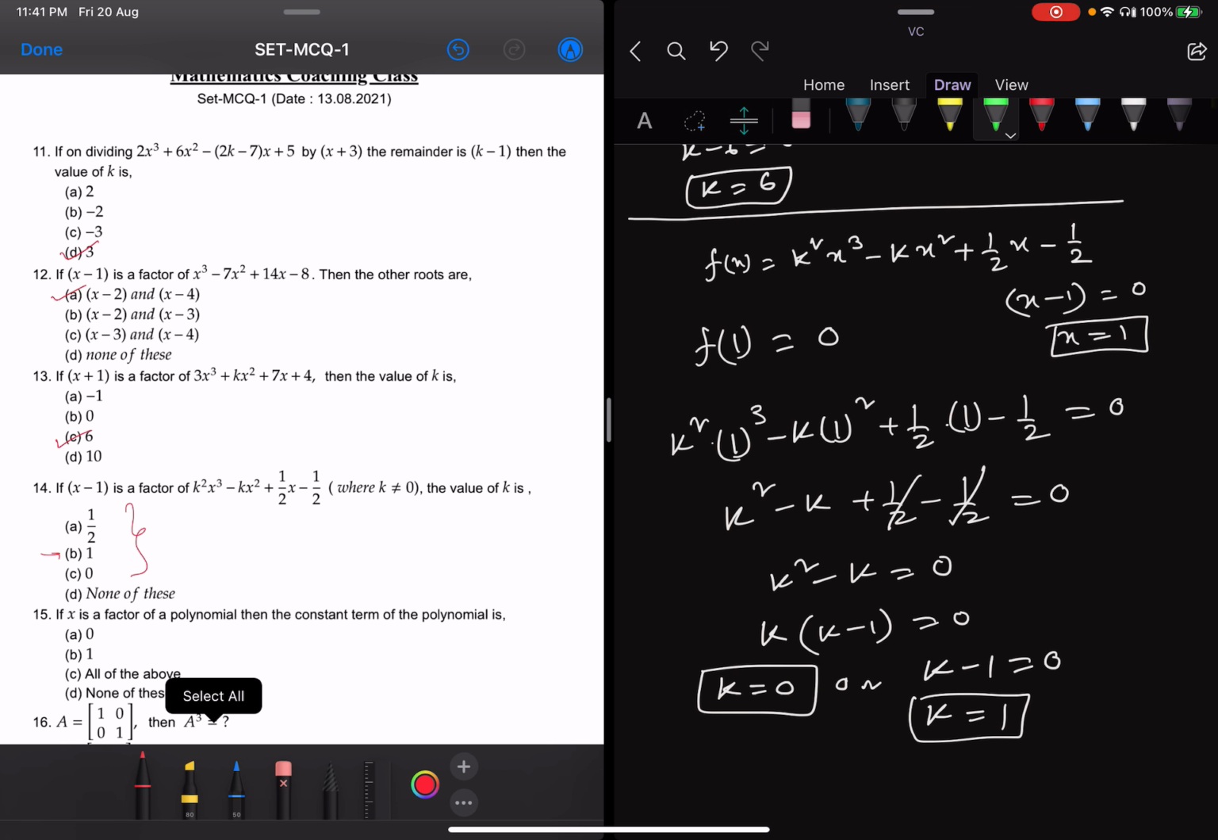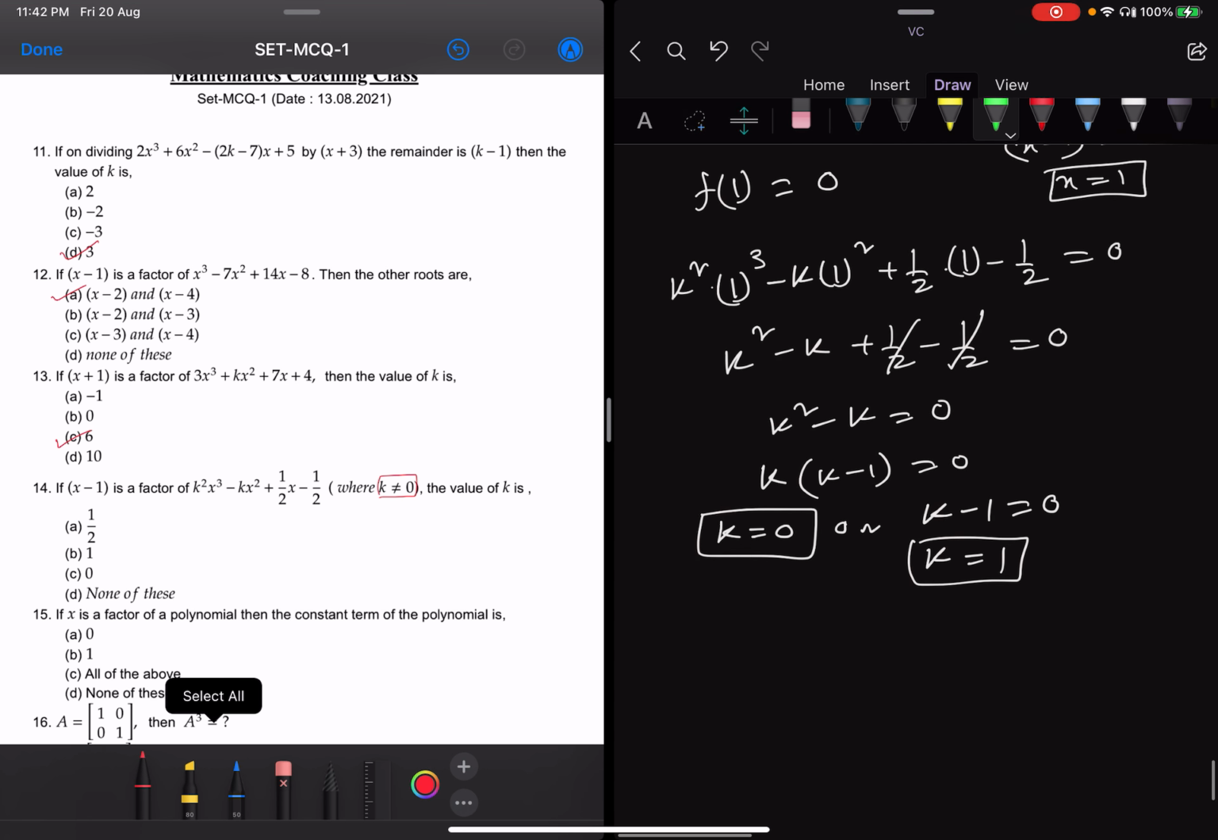The 1 is also there, 0 is also there. Now both options cannot be correct. Now you can see in the question, it is clearly written k not equals to 0. So the answer will be k equals 1. Why? Because k not equals 0. That's why k equals 1 is the answer. Clear?